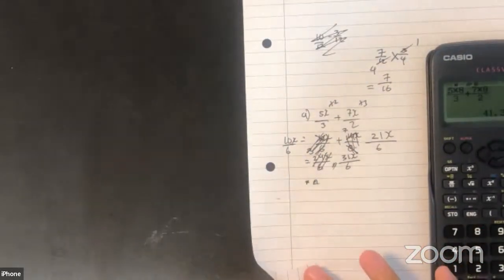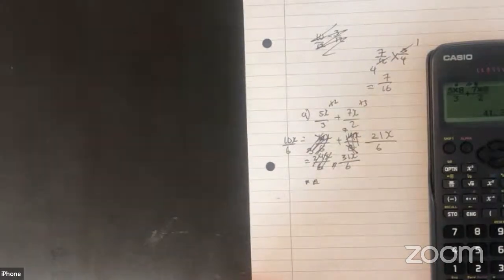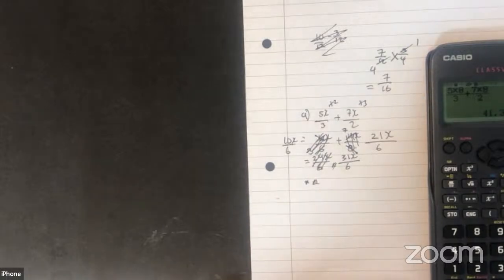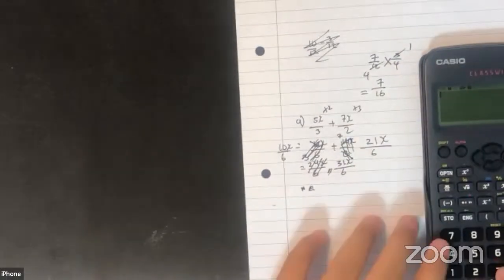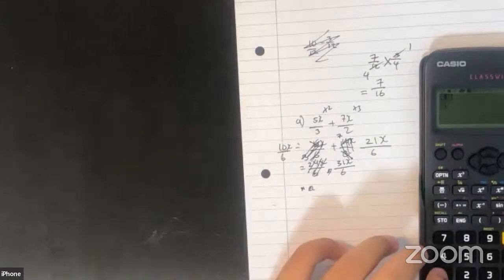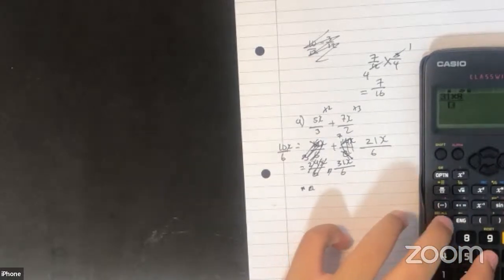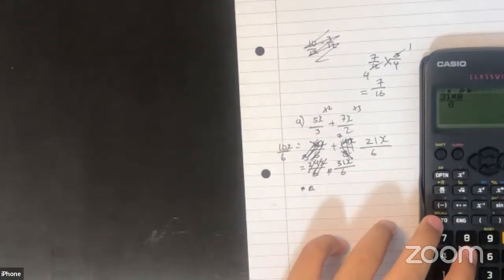Yeah, 8. Okay, so now you just keep this in mind, 41 something something, and then your AC, and you just put in 31 times 8 over 6. 31 times 8 over 6. Now you press equal. So it's an ugly number.